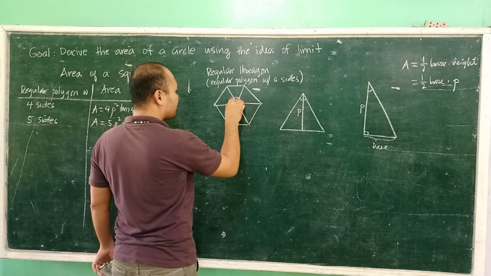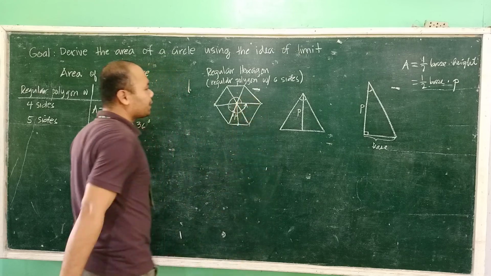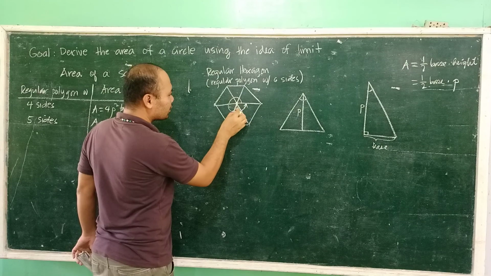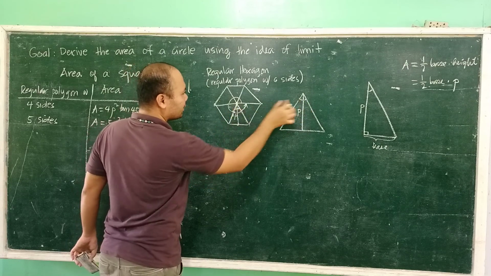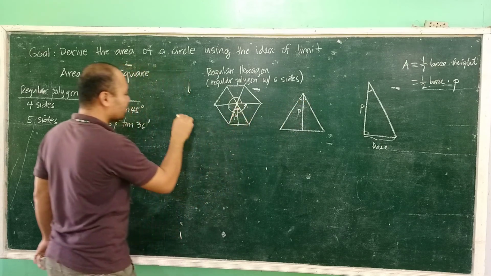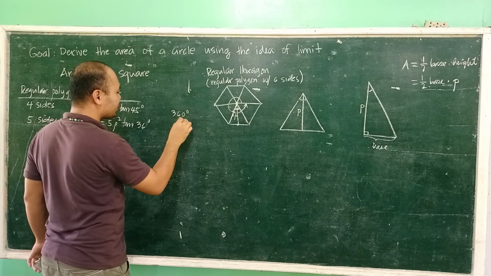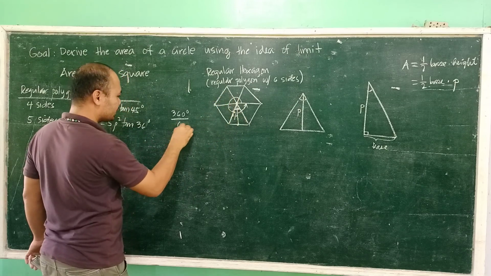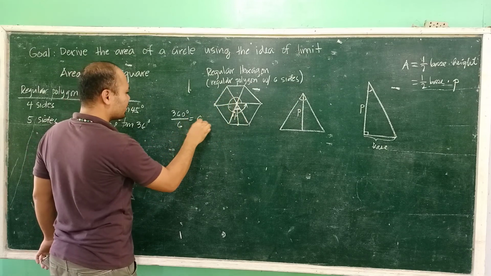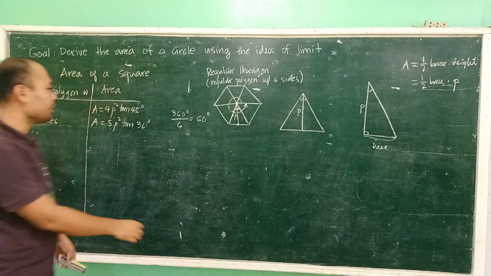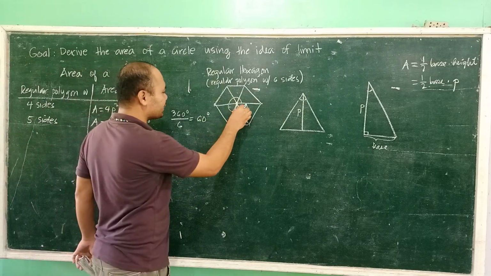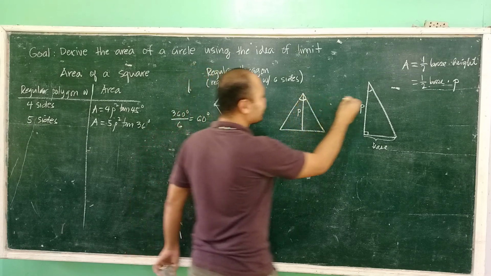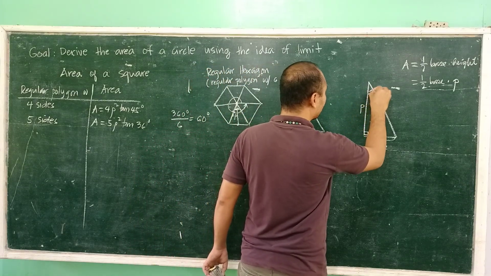Again, from here all the way around is equal to 360 degrees. So how much is this angle? This angle is actually this angle. That is just 360 degrees divided by 6. That's simple, it's just 60 degrees. So therefore, this is 60 degrees, and this is 60 degrees. Half of 60 degrees is 30, so that is 30 degrees.